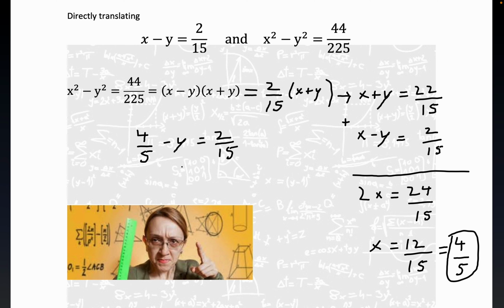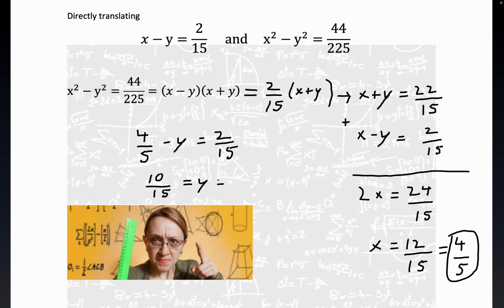Okay, and let's see, 4 over 5, folks, is what, 12 over 15? And 12 over 15 minus 2 over 15 is 10 over 15, so we would get 10 over 15. We're going to land right on top of this old crank. 10 over 15 is equal to y, which equals 2 over 3.